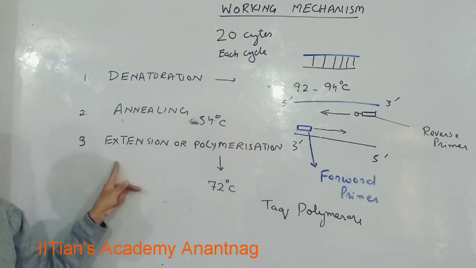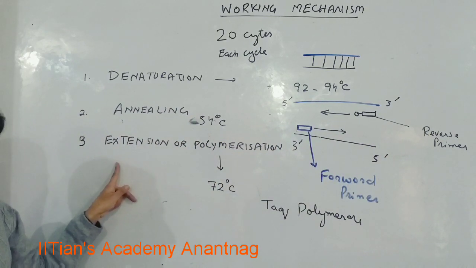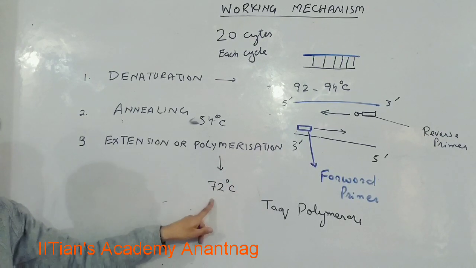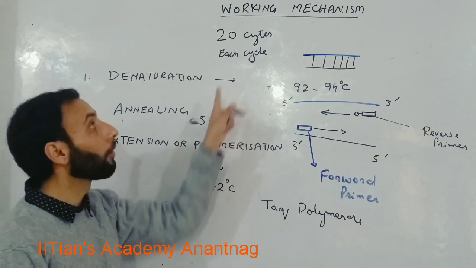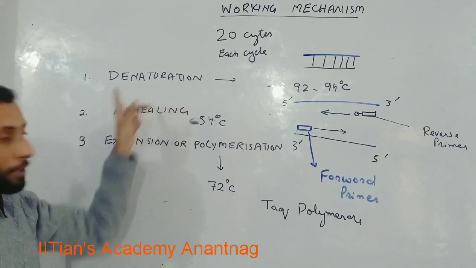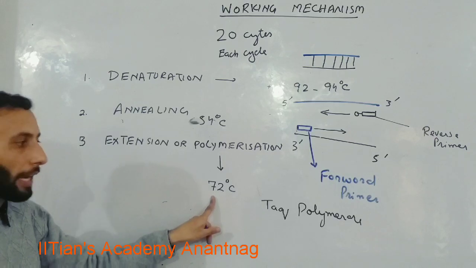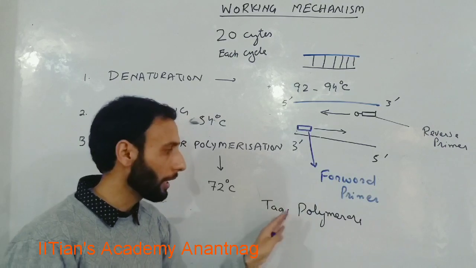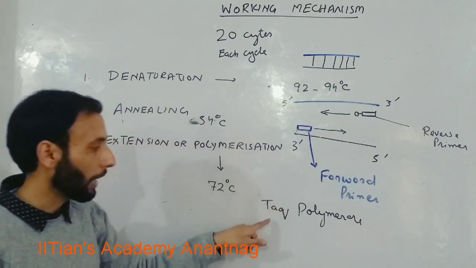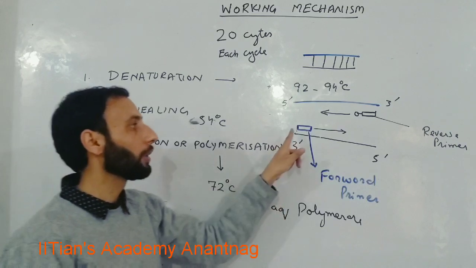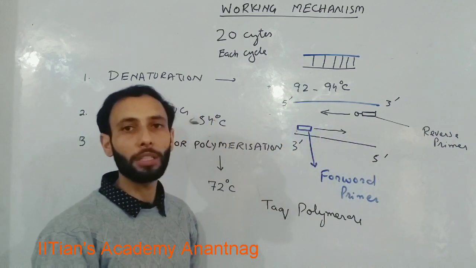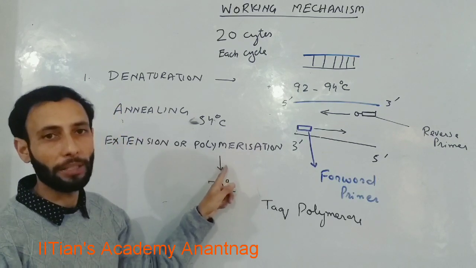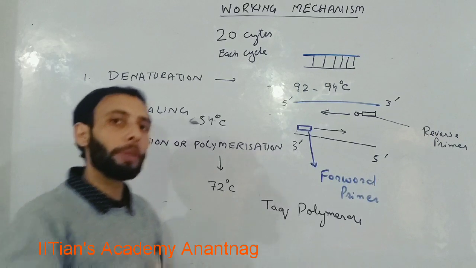The third step of the polymerase chain reaction is extension or polymerization. This step is carried out at a higher temperature than annealing but lower than the denaturation temperature, that is, at 72 degrees centigrade. At this temperature, the Taq polymerase, or any DNA polymerase which we use, will extend this primer to each end, and this process is called extension or polymerization. This completes one cycle. Now we repeat the process.